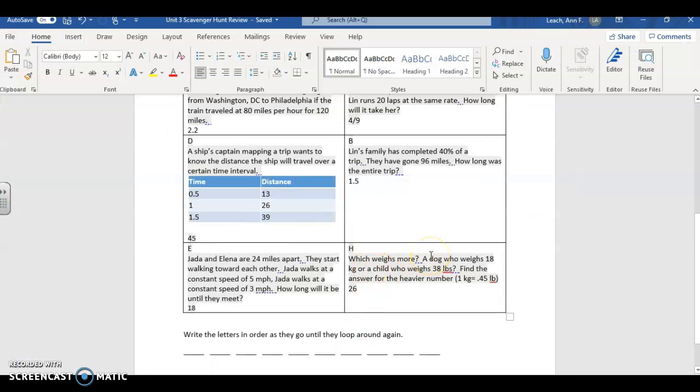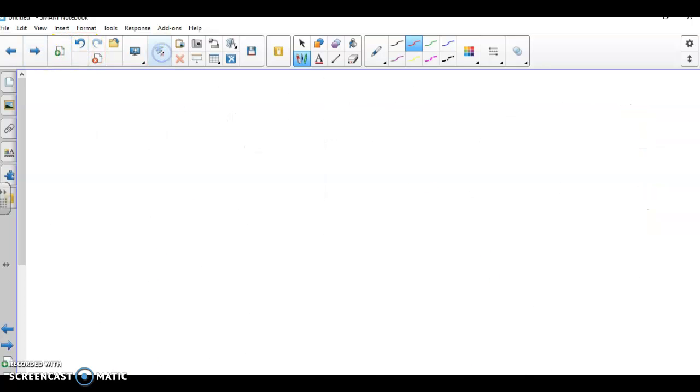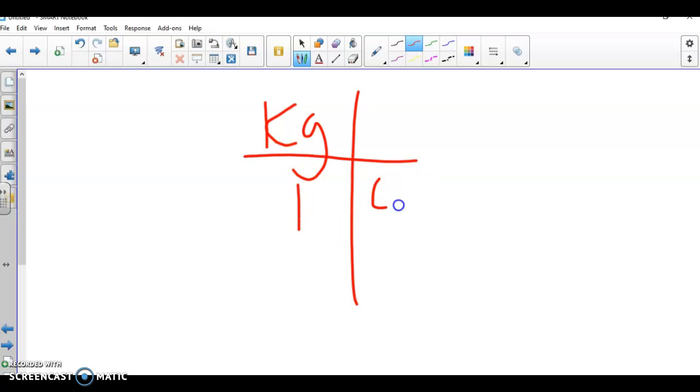Which one weighs more? A dog who weighs 18 kilograms or a child who weighs 38 pounds? Find the answer for the heavier number. Okay. A dog who weighs 18 kilograms or a child who weighs 38 pounds. 18 kilograms. So let's look at this right here. 1 kilogram is 4.5 pounds.